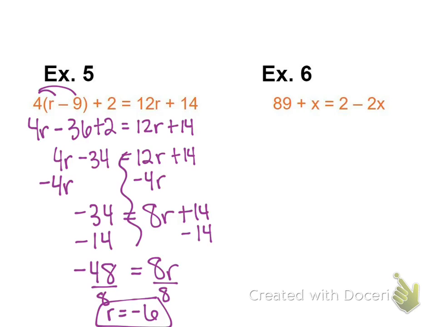Okay, number 6. Do we have to distribute? Do we need to combine like terms? No. There's nothing on the same side of the equation that can combine. We have nothing to distribute, nothing to combine. So we need to get variables on one side, constants on the other side. What do you want to move? Negative 2x. I like that decision. In order to get rid of a negative 2x or zero it out, what do I have to do? Add 2x. Very good. We add 2x to force that to zero out.